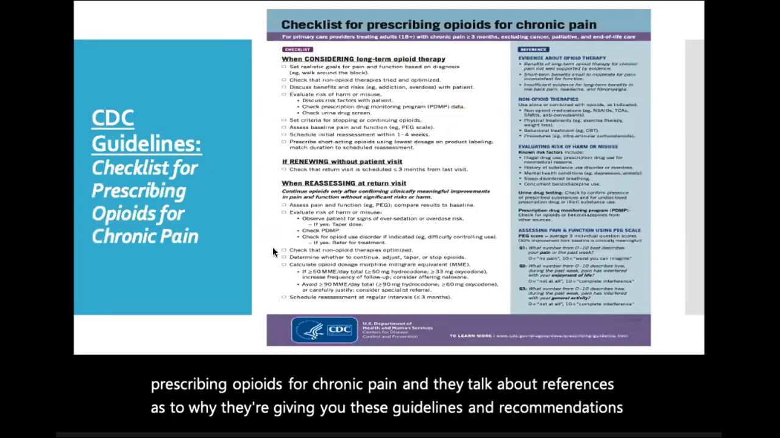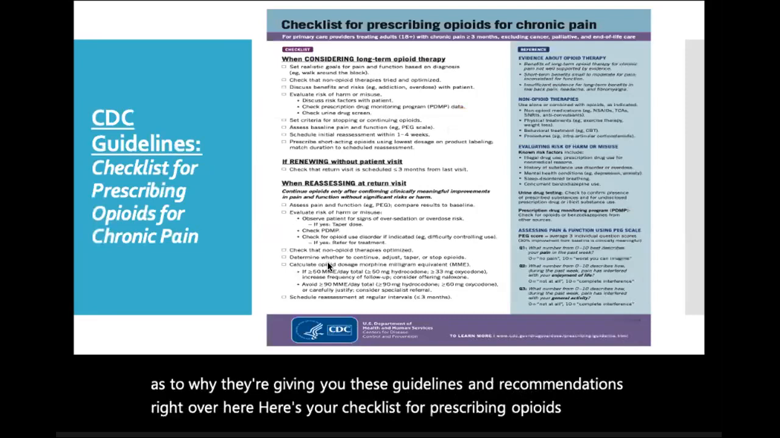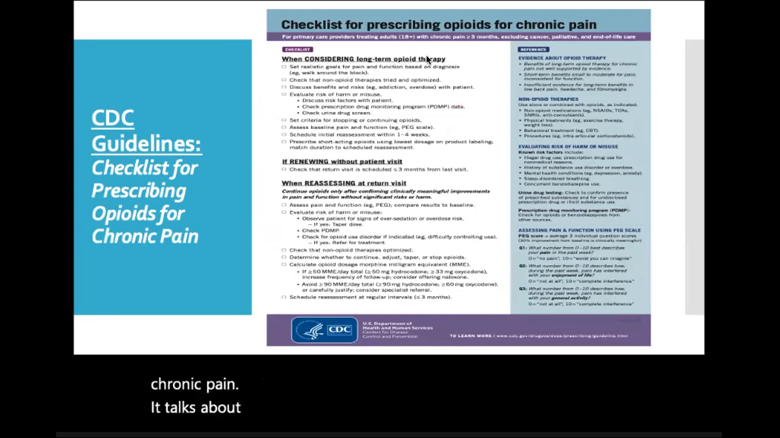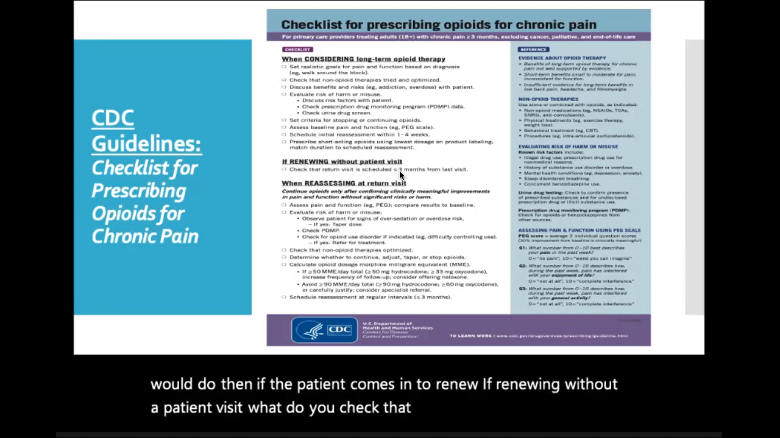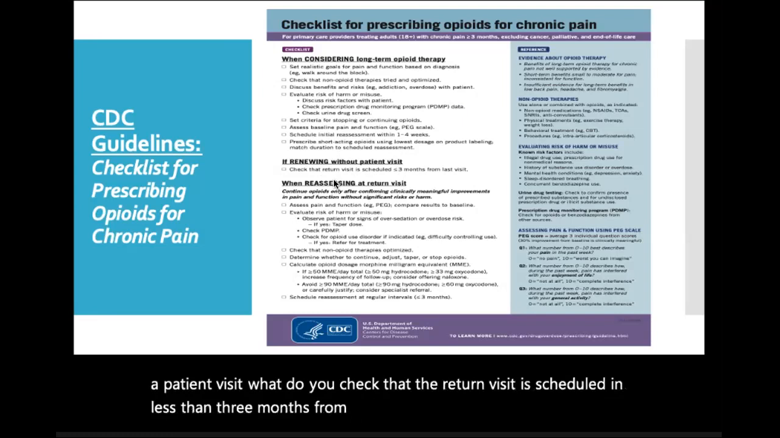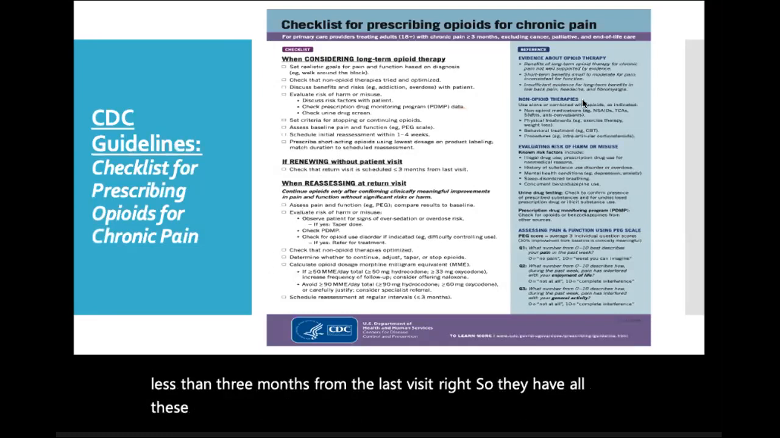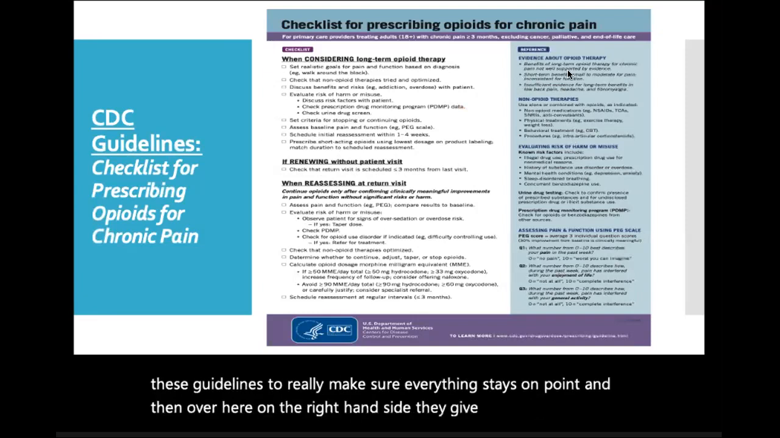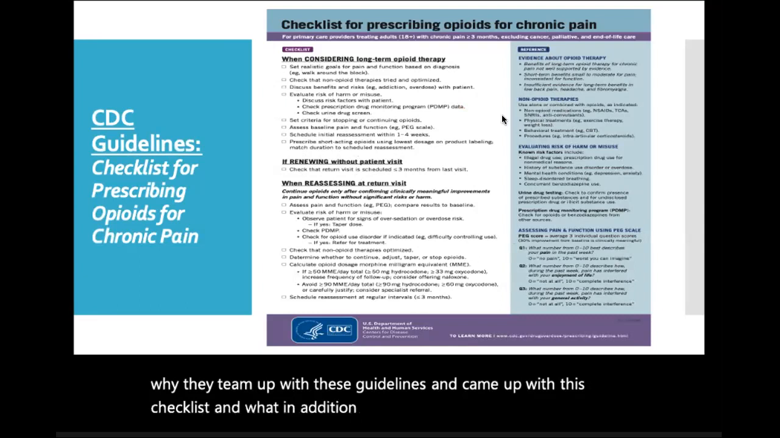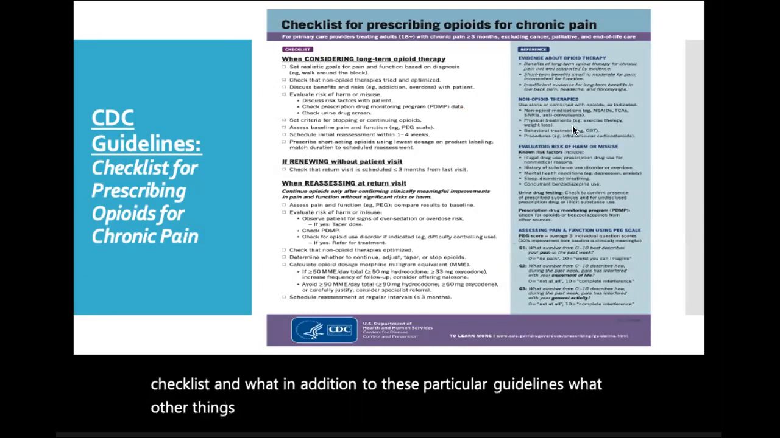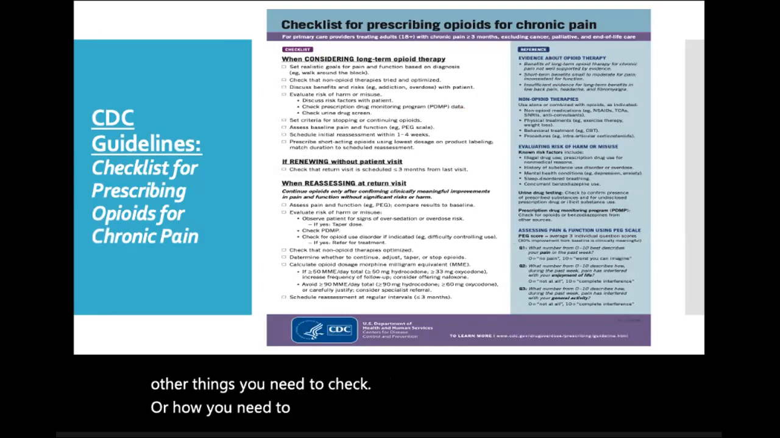Right over here, here's your checklist for prescribing opioids for chronic pain. It talks about when considering long-term opioid therapy, what you would do. Then if the patient comes in to renew, if renewing without a patient visit, what do you do? You check that the return visit is scheduled in less than 3 months from the last visit, right? So they have all these guidelines to really make sure everything stays on point. And then over here on the right-hand side, they give you references as to why they came up with these guidelines and this checklist, and in addition to these particular guidelines, what other things you need to check or how you need to refer. Excellent resources, guys. I can't stress it enough.